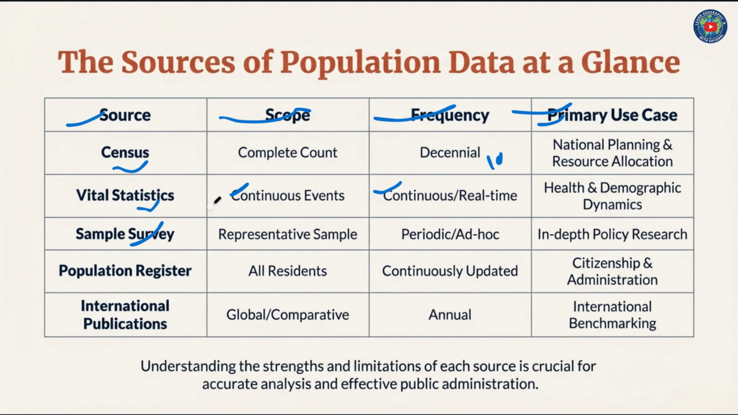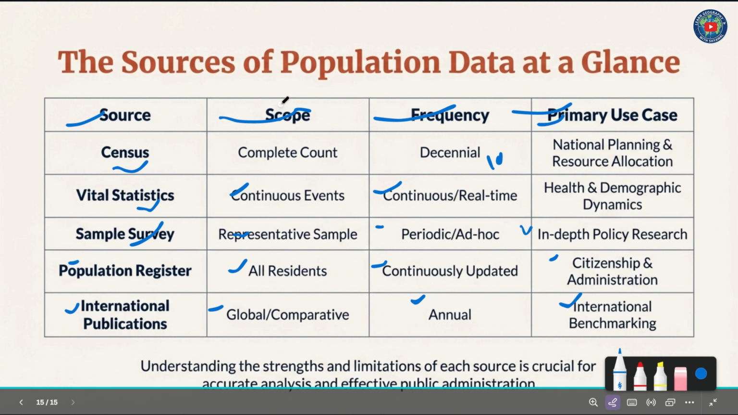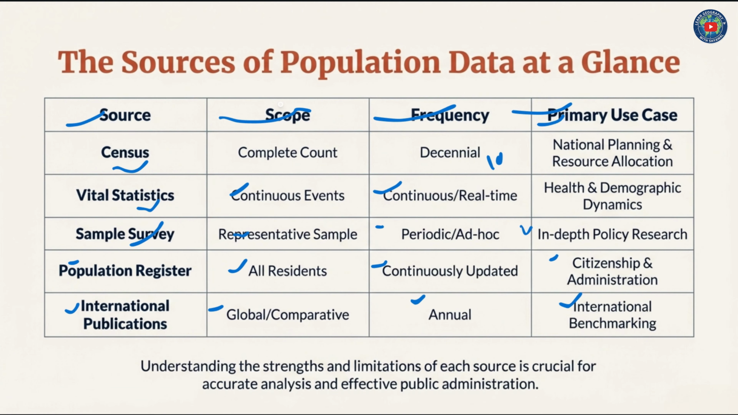Sample survey: scope, representative sample; frequency, periodic or ad hoc; primary use case: in-depth policy research. Population register: scope, all residents; frequency, continuously updated; primary use case: citizenship and administration. International publications: scope, global comparative; frequency, annual; primary use case: international benchmarking. Understanding the strengths and limitations of each source is crucial for accurate analysis and effective public administration.